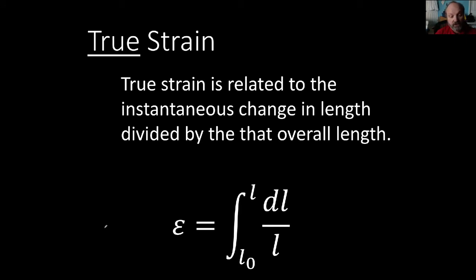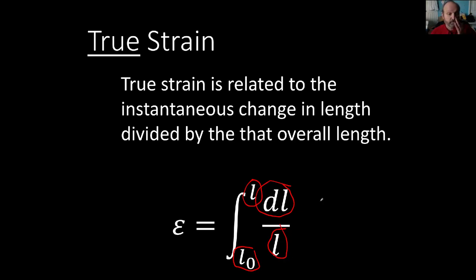So in order to determine that, you have to take the integral. So it's the change in length divided by the overall length as you go from the starting length to the ending length. So here's the starting length. This is the length that you finish at wherever you are in the process, and this is delta L over L. So you just do an integral.